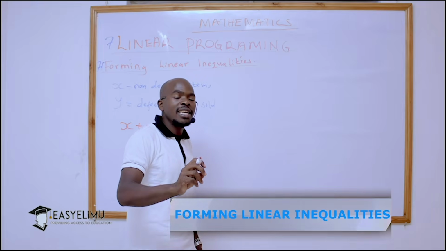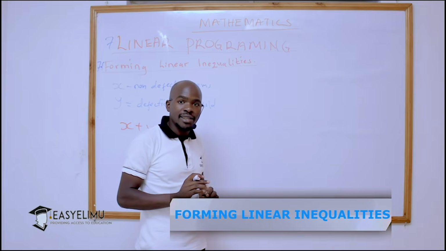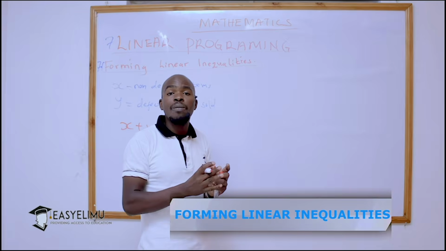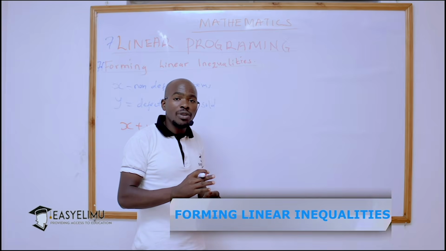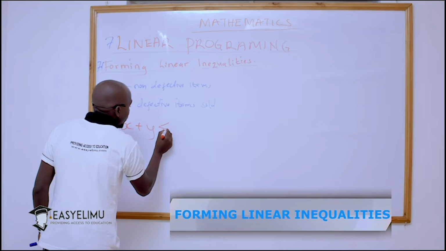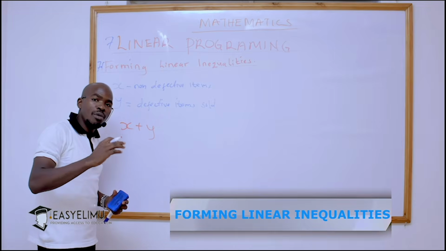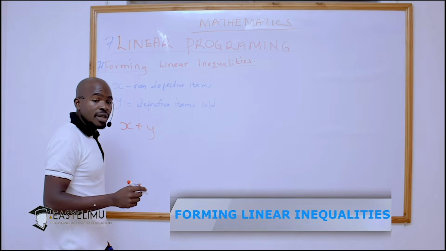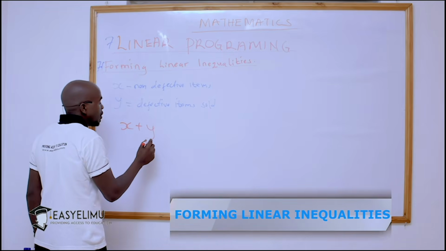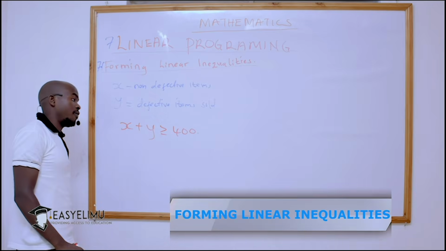At most means it is either what you have been told or less than that. But if it is at least, it means the minimum production is what you have been told. But at most is the maximum production being given out. So at most we have said the maximum production is that one. So that one will be greater than or equal to 400.